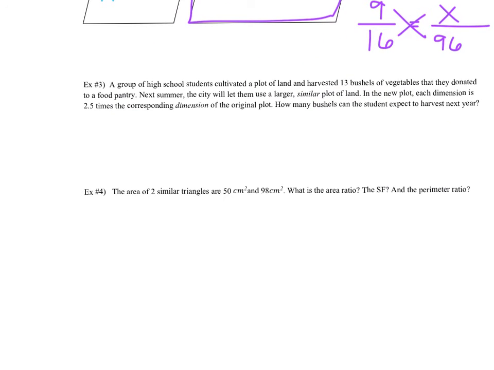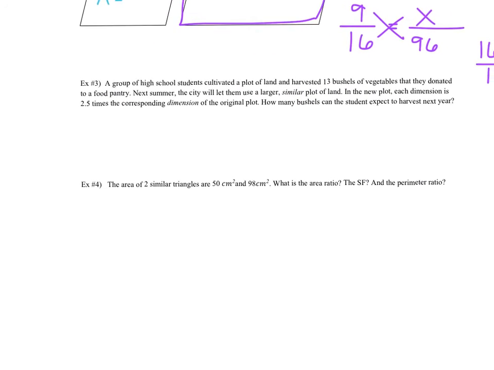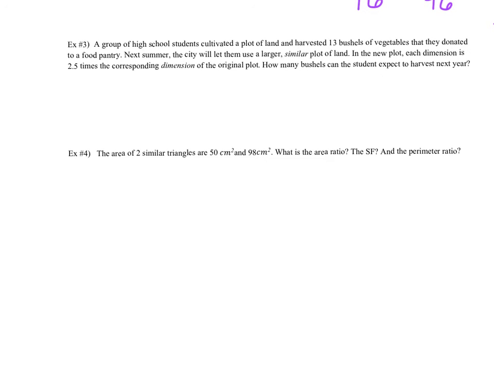Problem number 3. This one says a group of high school students, you guys, cultivated a plot of land and harvested 13 bushels of vegetables that they donated to a food pantry. Next summer, because they did so well, the city will let them use a larger, similar, proportional plot of land. In the new plot, each dimension is 2.5 times the corresponding dimension of the original plot. How many bushels can a student expect to harvest next year?